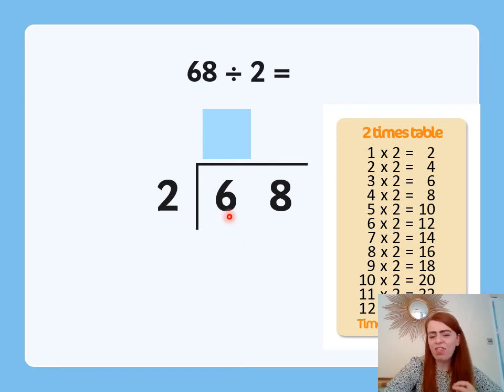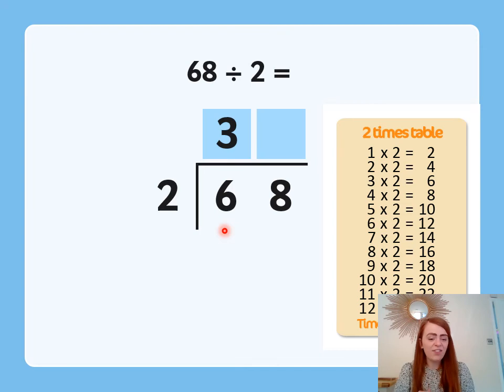So looking at the tens first, we've got 6 divided by 2. So how many 2s are there in 6? If you shared 6 cookies between 2 people, how many would each person get? The answer is 3 for that part. And the same for the next part. 8 divided by 2 is what? Well, it's 4. So the answer altogether is 34.